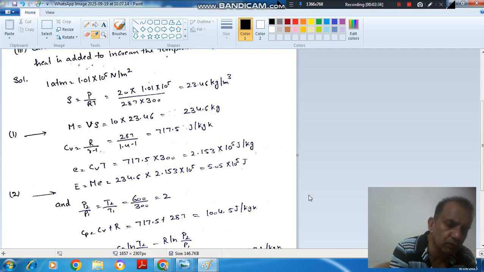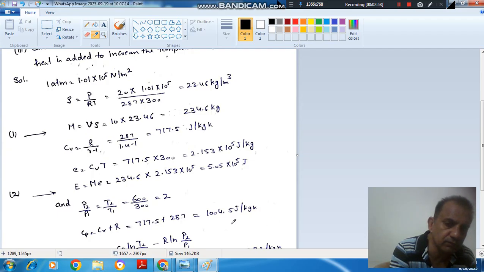Okay, so now we have to find out change in entropy. So as T2 is given as 600 and T1 is given 300, and the volume of the vessel is constant, so P2 by P1 is equal to T2 by T1. Since PV by T is constant and V is also constant, so P2 by P1 is equal to T2 by T1, so it will be 2.